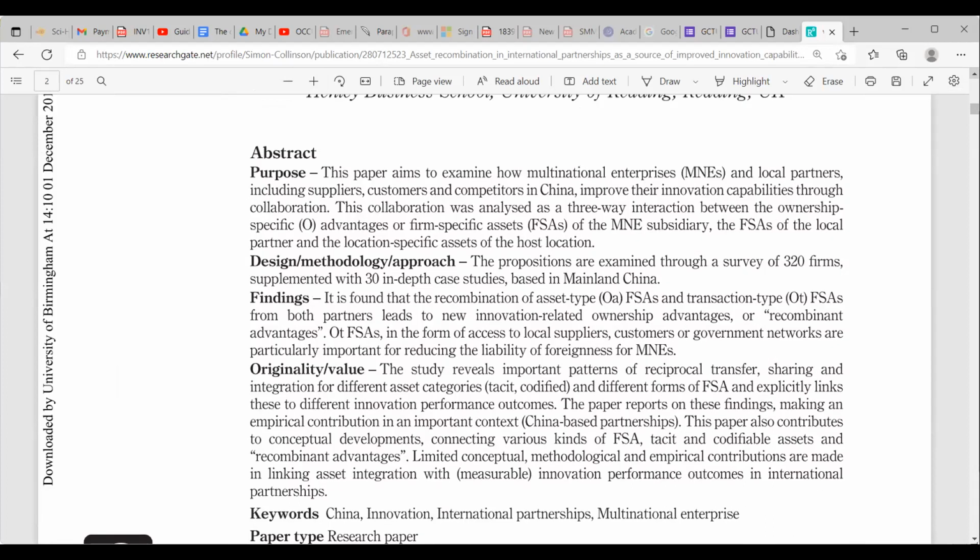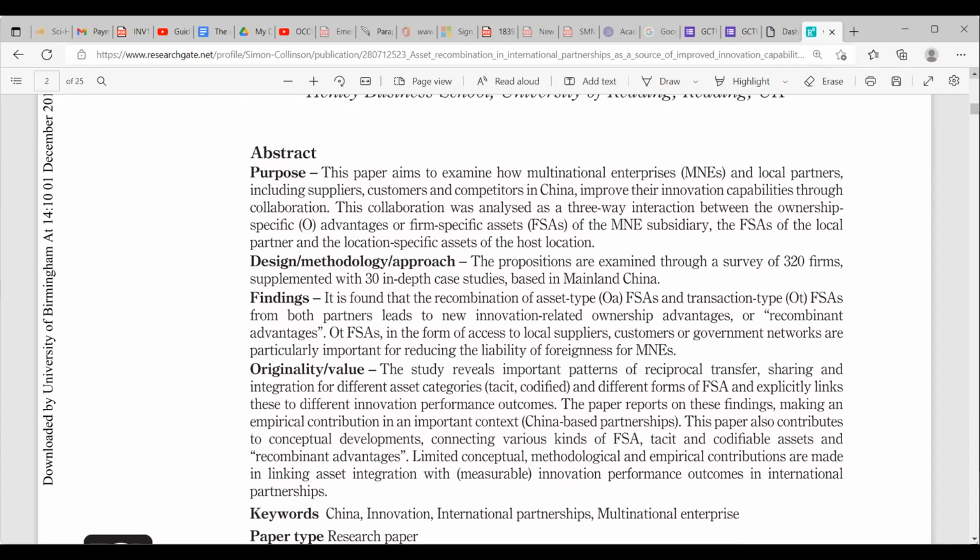Purpose of the study: this paper aims to, do you get it? It has done. Design methodology approach. The propositions are examined through a survey of what? 320 firms, population mentioned. Supplemented with 30 in-depth case studies based in the country, stated clearly. Findings: it found that the recombination of assets, it's stated. Then it goes on to tell you the originality and the value of the study.